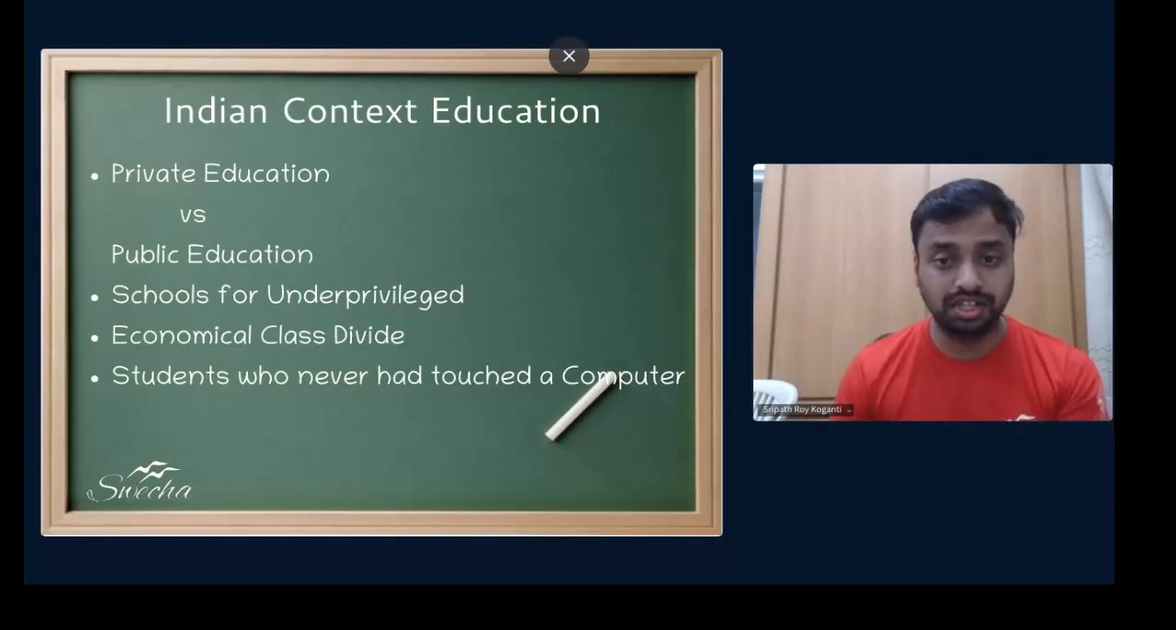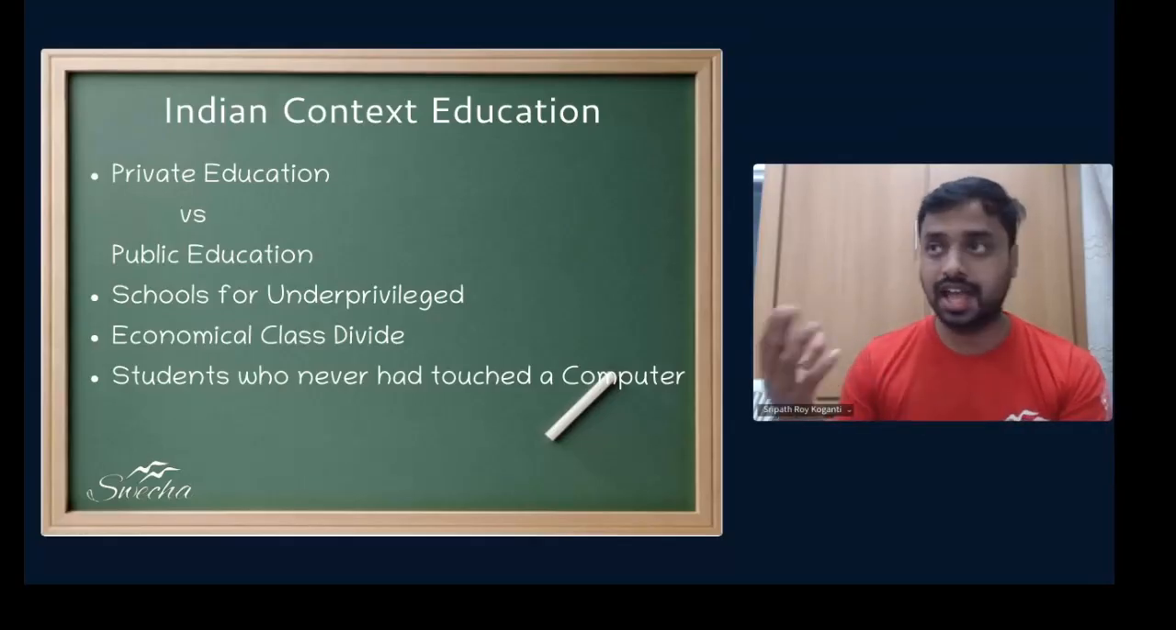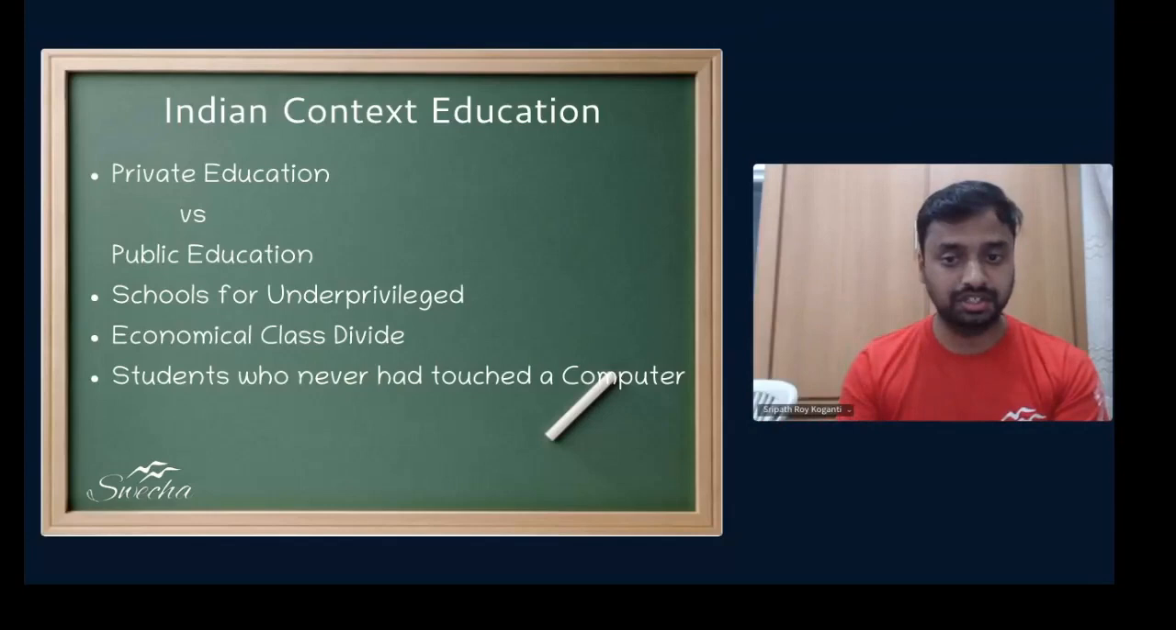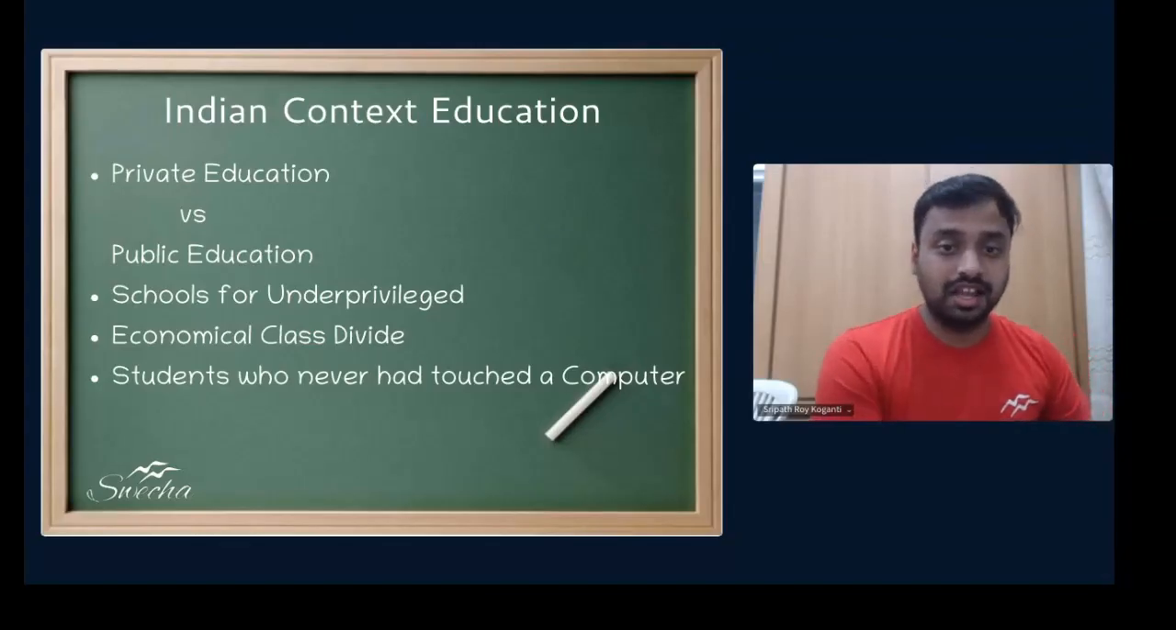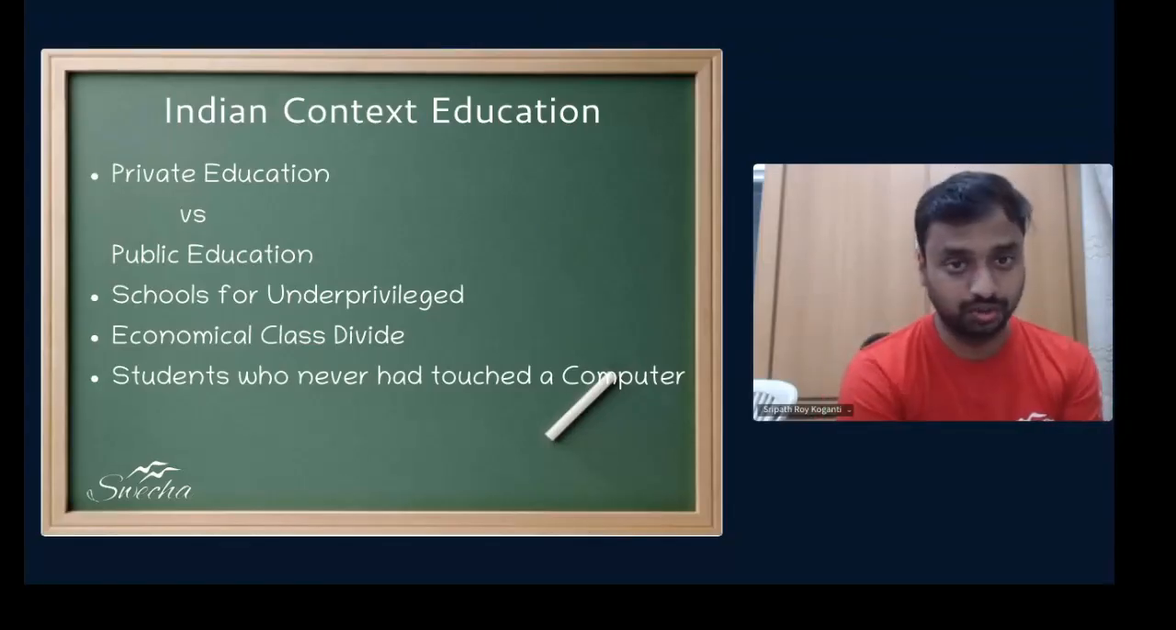So if you look at the schools here, we can see a divide based on economic class. A set of students who are privileged with money and access join private education, whereas students who don't have enough access to resources or money, with parents being daily wage laborers, migrant workers or farmers, usually go to government schools where the fees is literally zero.